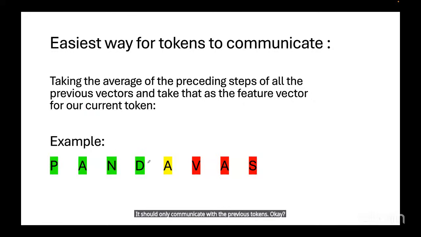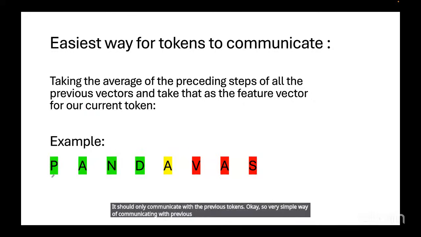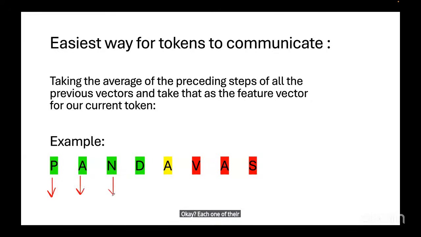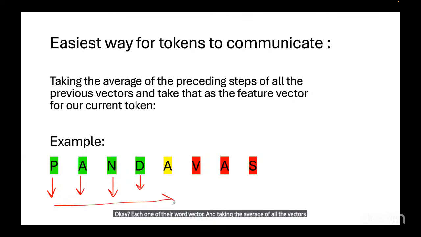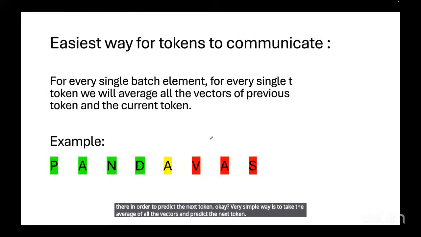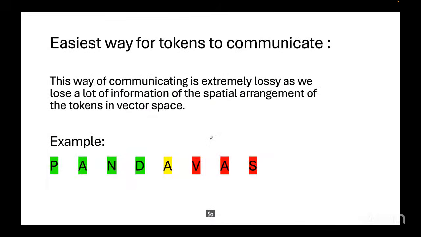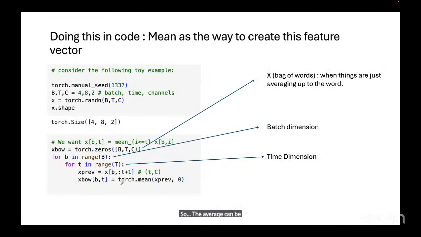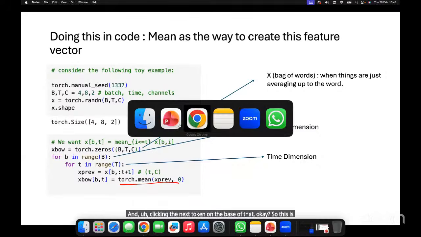So a very simple way of communicating with previous tokens is taking their word vectors. Each one of their word vectors, and taking the average of all the vectors there in order to predict the next token. The average can be taken by taking the mean of all the previous vectors and predicting the next token on the basis of that. So this is what we will do with code as well.